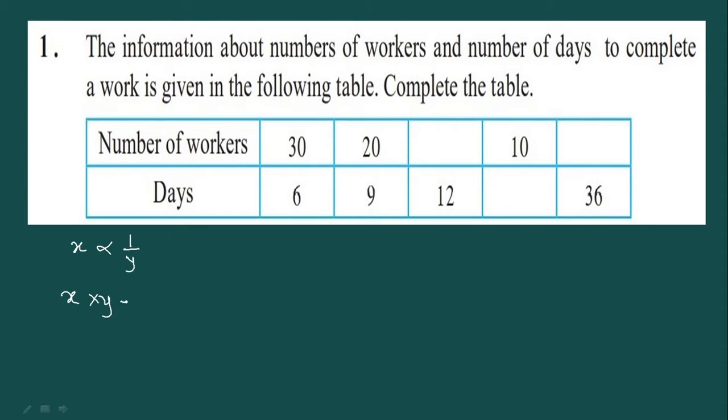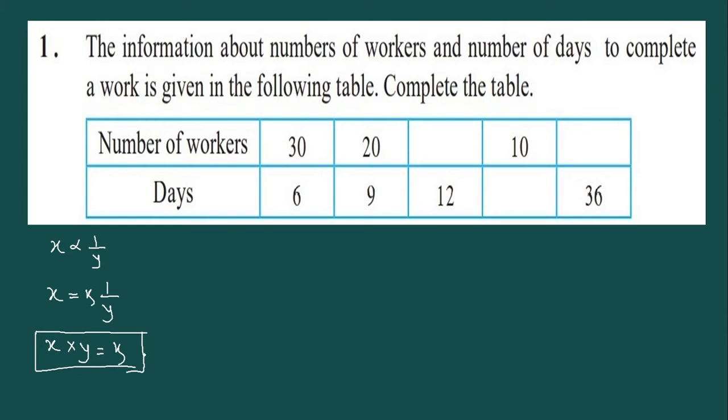It will be x into y equals to k. Or else what we can do? See, x is inversely proportional to 1 upon y. Take out the proportionality sign, insert equal to k into 1 upon y. Then what will we get? It will be x into y equals to k. So what is this children? This is the equation of variation.